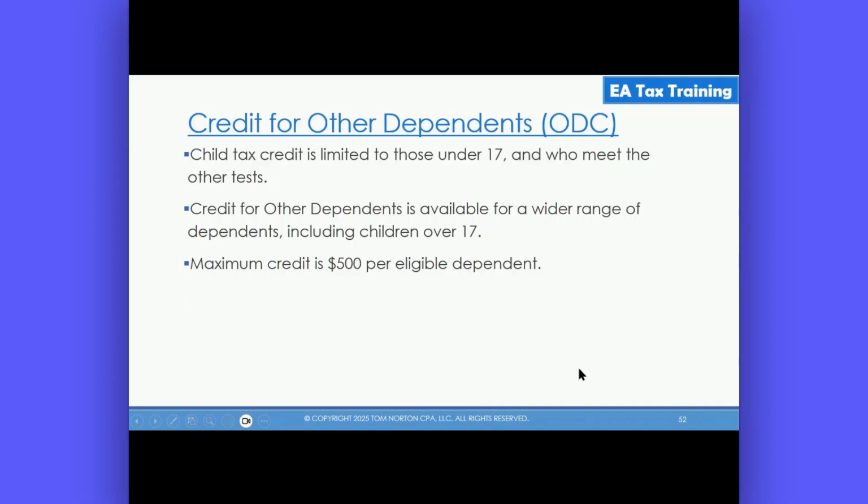Credit for other dependents. And yes, ODC is the correct acronym because it's sometimes called the Other Dependents Credit. So you can call it either one that you want. The child tax credit, as you will recall, is limited to those under 17 and who meet those other tests. The credit for other dependents is available for a wider range of dependents, including children who are over the age of 17, but the maximum credit is only $500. So instead of being $2,000, it is $500.